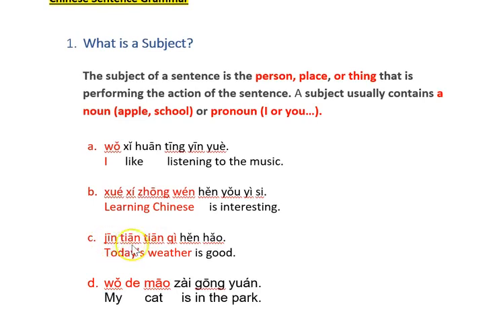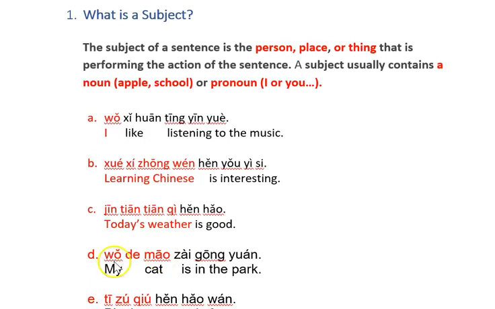Number 3. 今天天气很好. 今天天气, today's weather, is the subject. Well, 今天 is actually a describing word to describe the weather. So weather, 天气, is the core subject. It is a thing again.